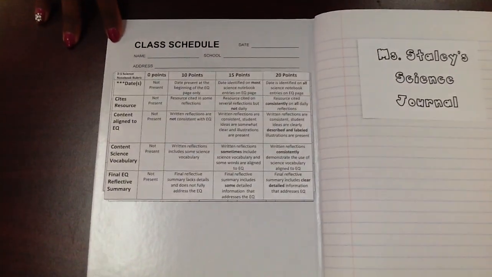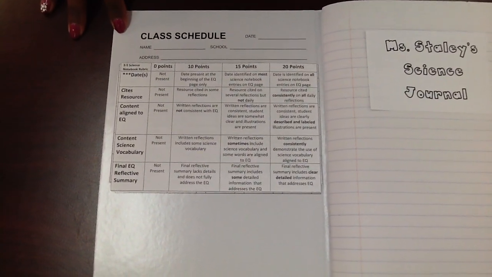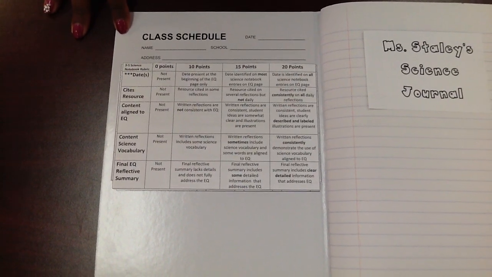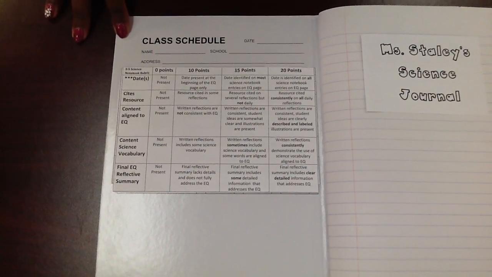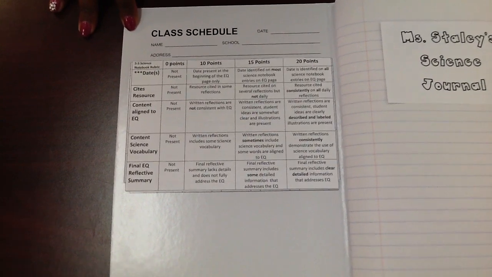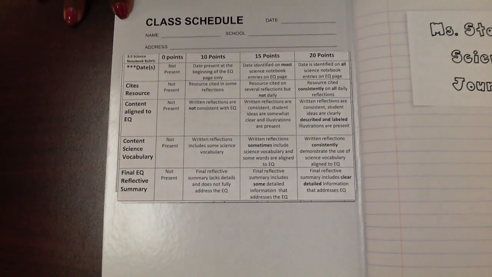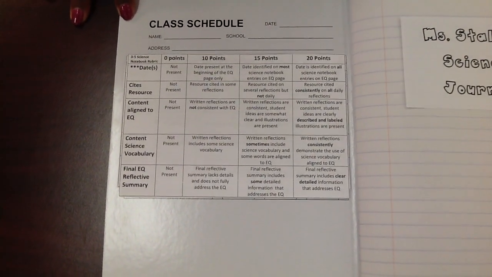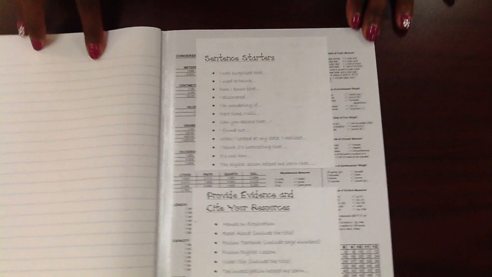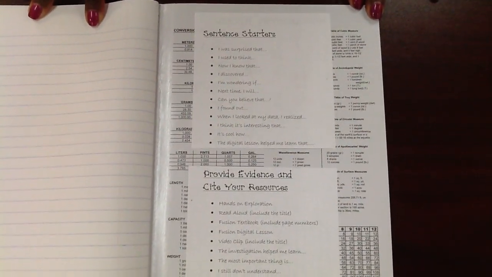of the book. This is important so the students can refer back to their rubric and ensure that they're receiving all of the points on their entries and the reflective summary, which we'll talk about in just a little bit. Now, on the back cover, I glued in the two pieces I talked about earlier.